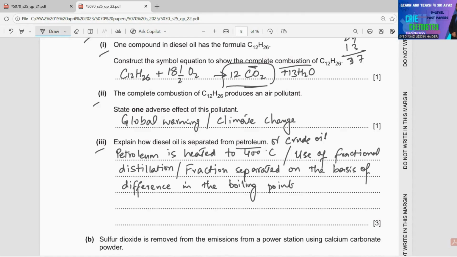What else you can write? Diesel will be collected according to its boiling point. Or you can even write diesel will be collected according to its boiling point.